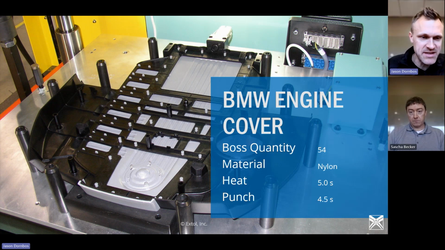The other interesting part about this application is that there's lots of different configurations of bosses. So you can see some of these bosses are taller than others. Some of them are different shapes like tabs and all close together. And InfraStake was able to do all of these, all 54 bosses in 10 seconds, essentially.